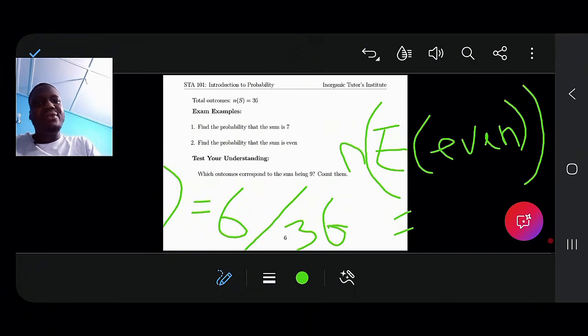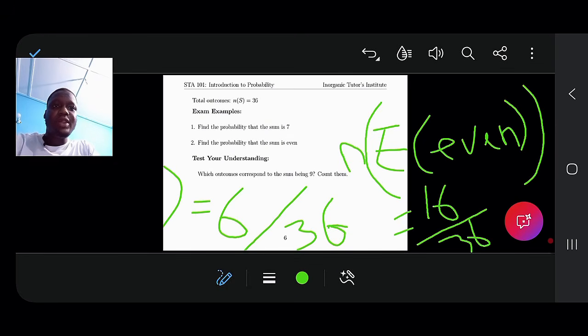If there are 16, you write them down. If there are 15, you write it down. So when you count the number in your set and you get, say, 16, then the probability of getting the sum to be even will be 16 over 36. As simple as that. So whenever you are asked to determine the probability, you first list the sample space, then look at the events that will satisfy your goal.